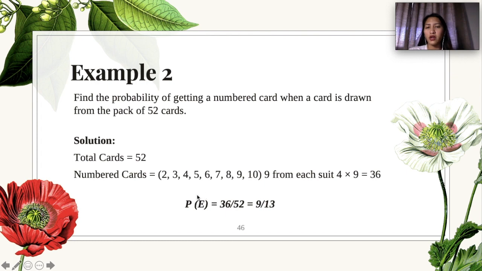So, the probability of E happening, which is getting a numbered card, ibig sabihin kapag meron kang deck of cards, tapos kumuha ka ng card doon, ano daw yung probability na ang hawak mo ay numbered card? So, ang probability dyan is 9/13 or 36/52. Kasi meron tayong 36 na numbered cards over 52 total cards. So, that's how.